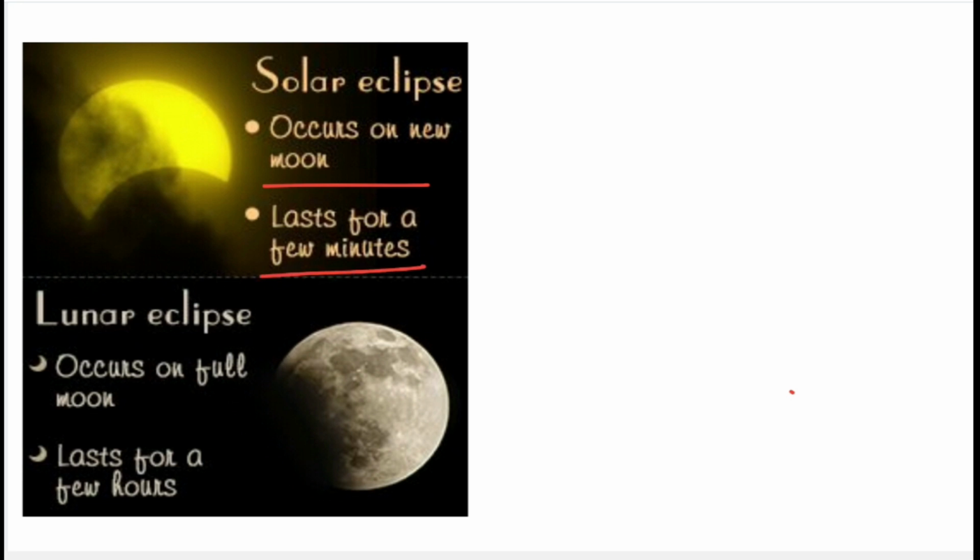But a lunar eclipse occurs on the full moon day. We have heard about the term Purnima. So it occurs on the full moon day, and it lasts for a few hours as compared to the solar eclipse, which lasts for a few minutes only. So a solar eclipse occurs on a new moon day, and a lunar eclipse occurs on the full moon day. I hope it's clear till now.